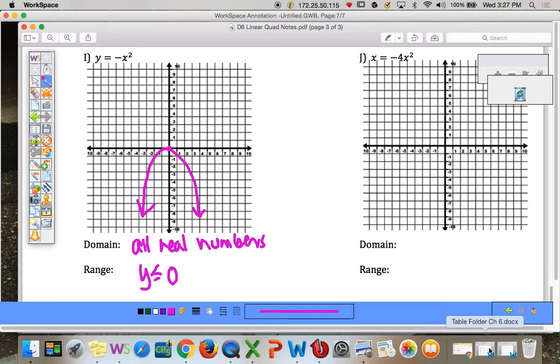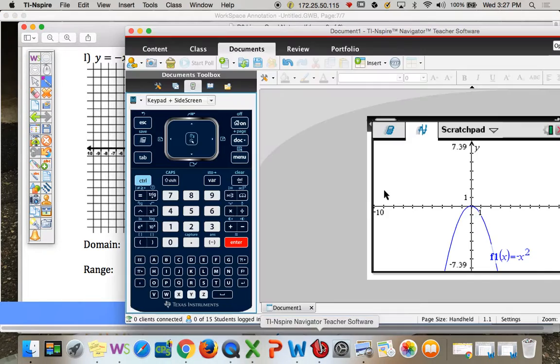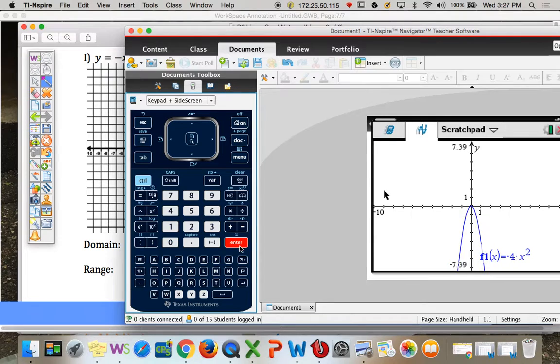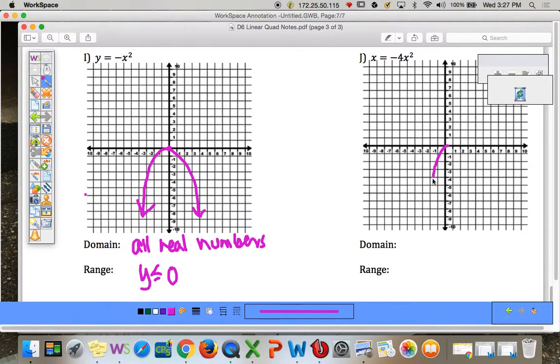And let's try this one, negative 4x squared. And that just made it skinnier, looks like. So if we were to graph that skinnier, even though it's skinnier, it will still keep going. So the domain is still all real numbers. But the range, y is less than or equal to 0.